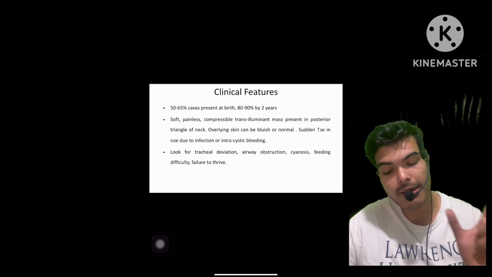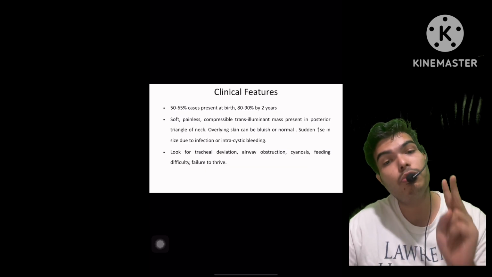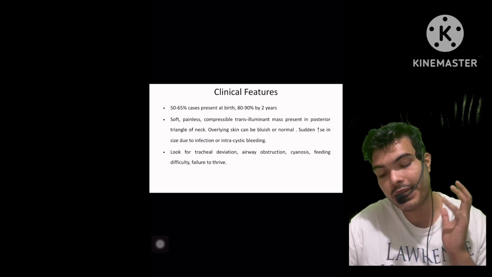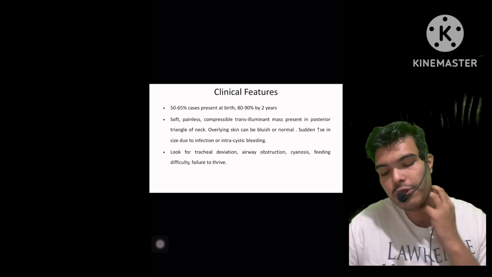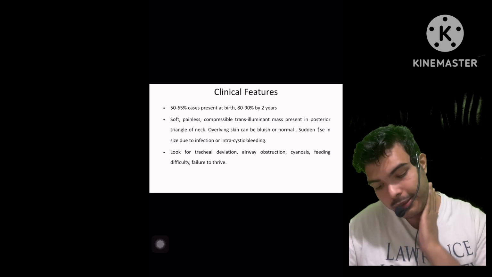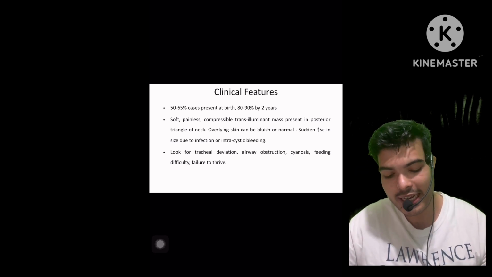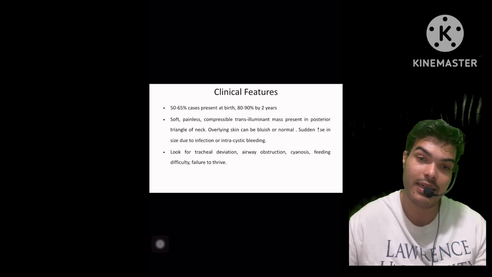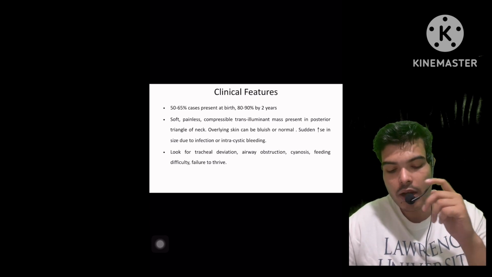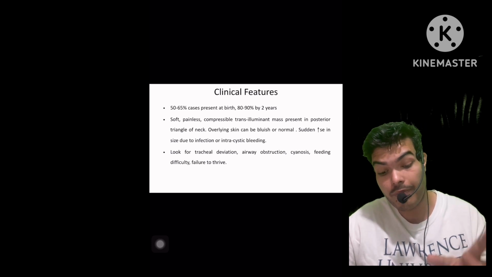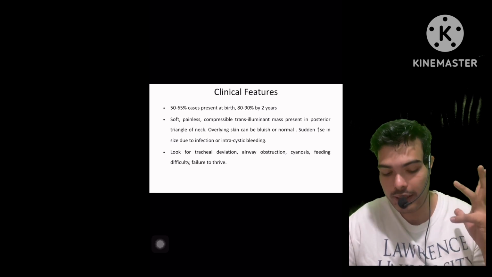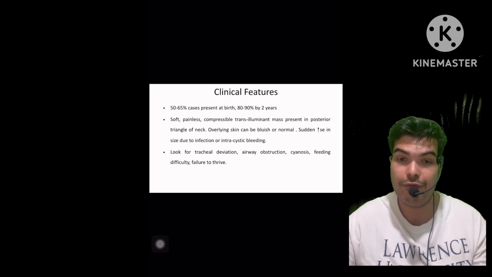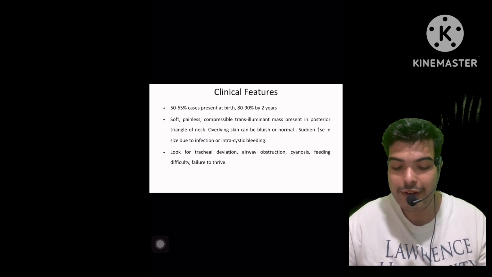Clinical presentation: it might present at birth or by 2 years of age. It's a soft, painless, mobile, transilluminated mass, overlying the skin. The skin may be blue or normal. Sudden increase in size can be due to increased intracranial pressure, sudden cries, sudden intracystic bleeding, or sudden infection. Look for tracheal deviation, airway obstruction, cyanosis, and feeding difficulty, or any failure to thrive.